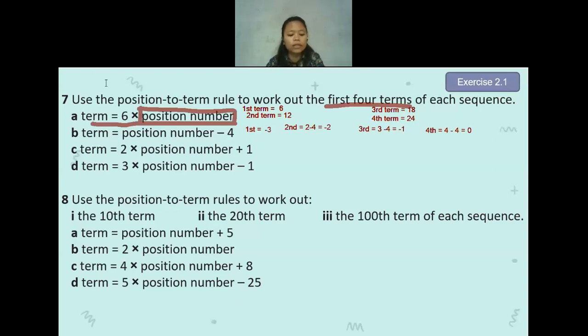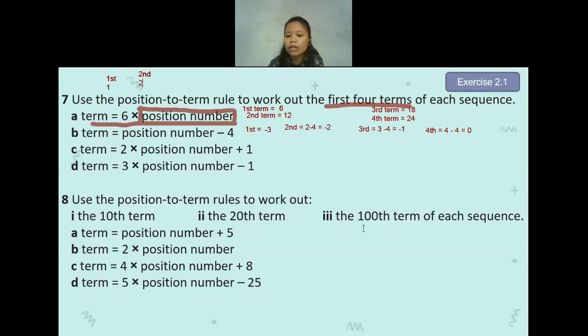Let me write it. If it is the first term, that is number 1, so the position number will be 1. If I have the second term, the position number will be 2. If I have the third term, the position number will be 3. If later, for example, I want to find the 15th term, the position number will be 15. So whatever term you are going to find, that will be the position number. If for example there is a question about the 100th term, the position number is 100.